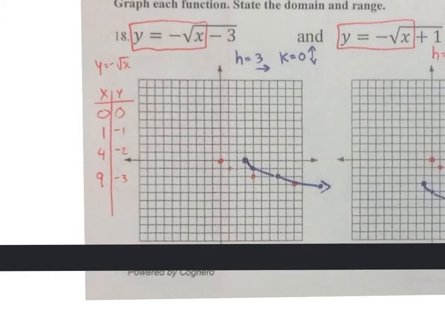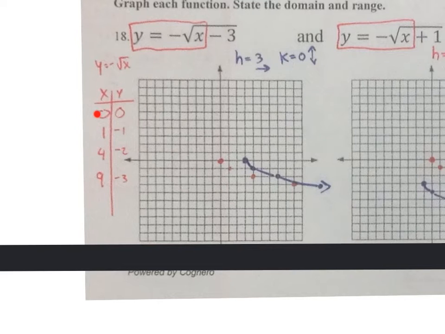So I forgot to state the domain and range on question 18, on those three graphing questions of radical inequalities. If we take a look, we identify first h and k, and then we ignore h and k. We make an xy table for whatever's left, ignoring h and k.